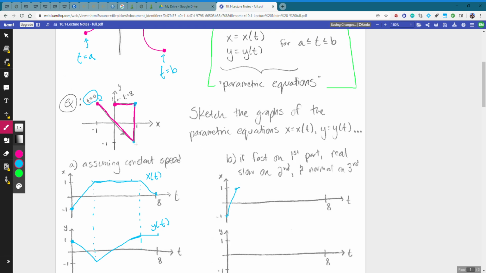Secondly, when it's moving real slow across the second part, the x-coordinate stays at 1, and so we're just going to keep that x-coordinate of 1 for longer, just moving super slow. And then the last leg, we're just moving normal speed, and so we'll have kind of the same behavior as we had before. X is starting at 1 and then decreasing down to 0 for that last leg of the journey.